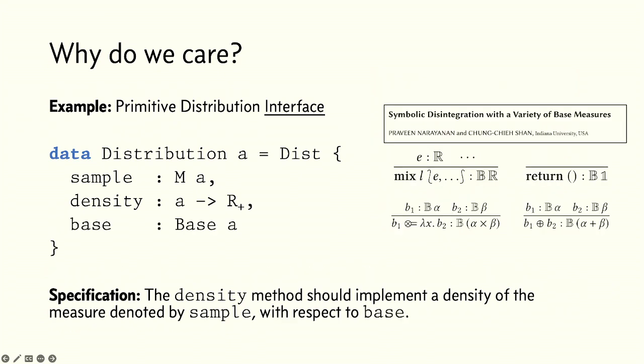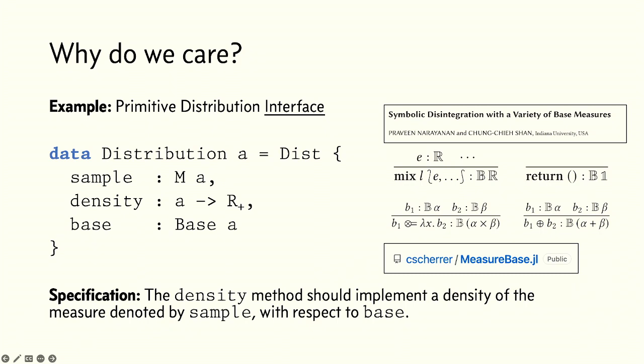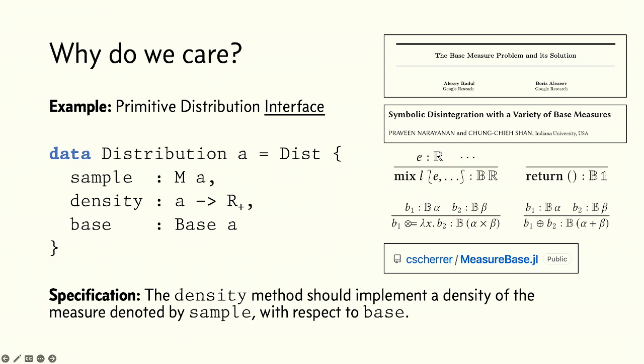For example, in this wonderful paper, Praveen and Kenshan define a small language of base measures. And we could say that a primitive distribution needs to have a sampler, a density, as well as an explicitly defined base measure object, or something like that, right? With respect to which the density is correct. And this idea of explicitly storing a base measure is also implemented in Chad Scherer's measure theory libraries in Julia. And a different set of Hausdorff base measures with a slightly different interface was proposed by Alexei Radul and Boris Alexeev in an AI stats paper in 2021.